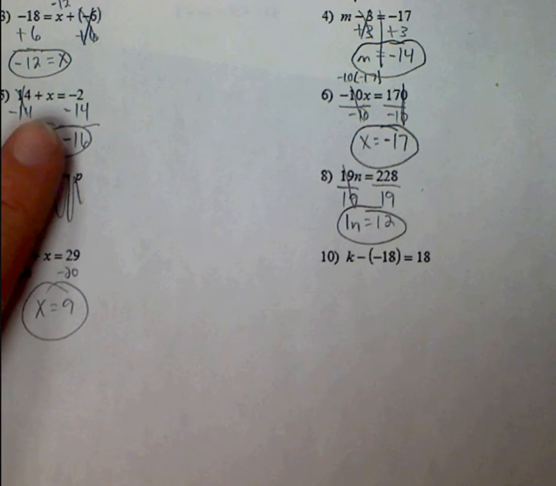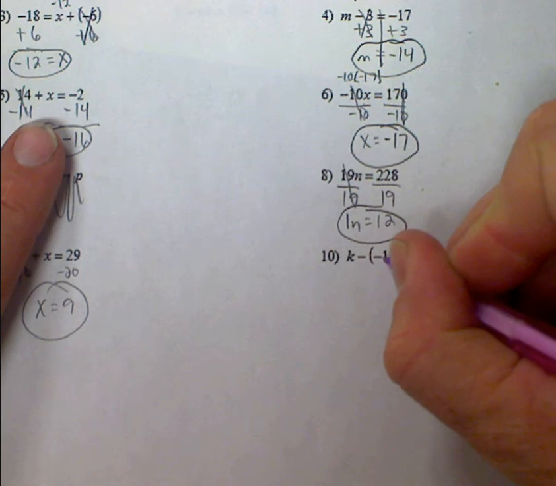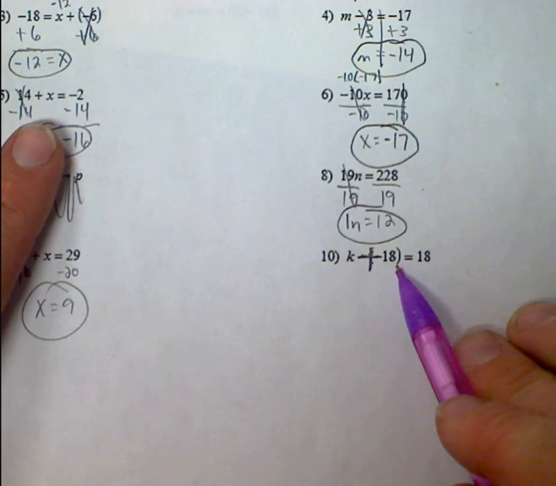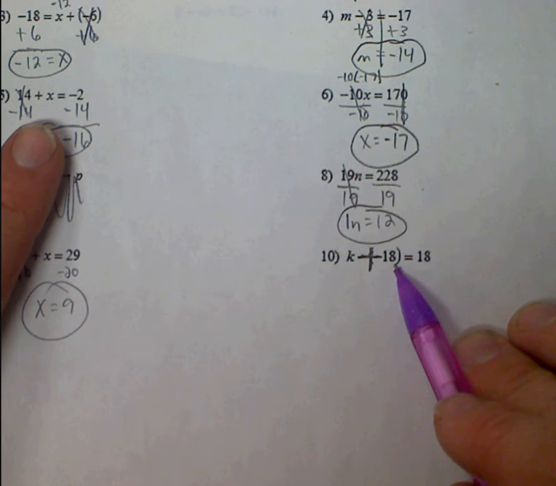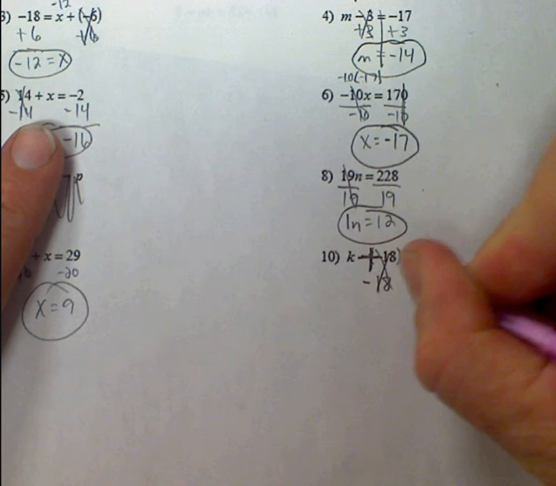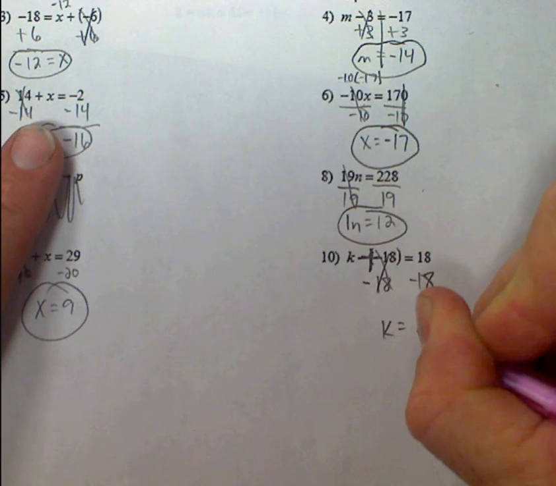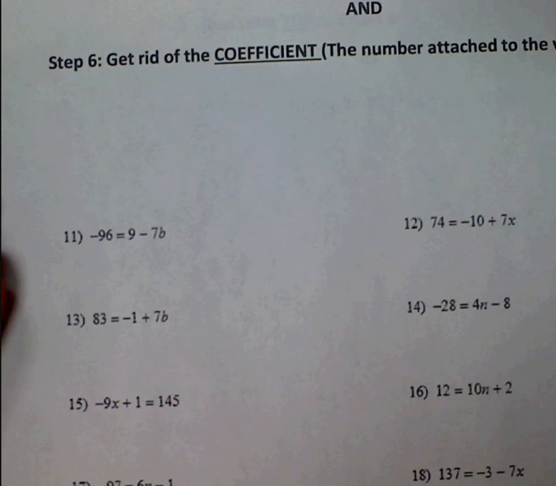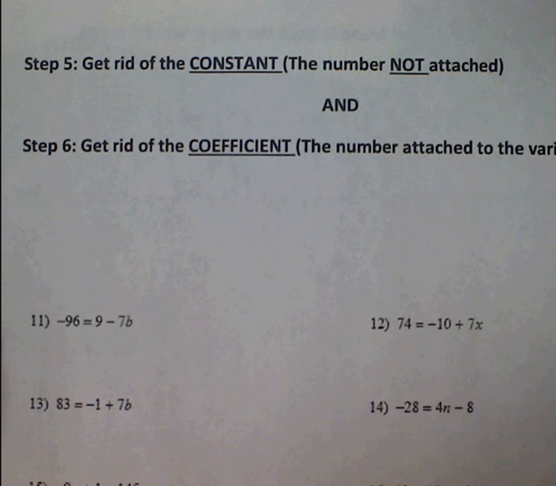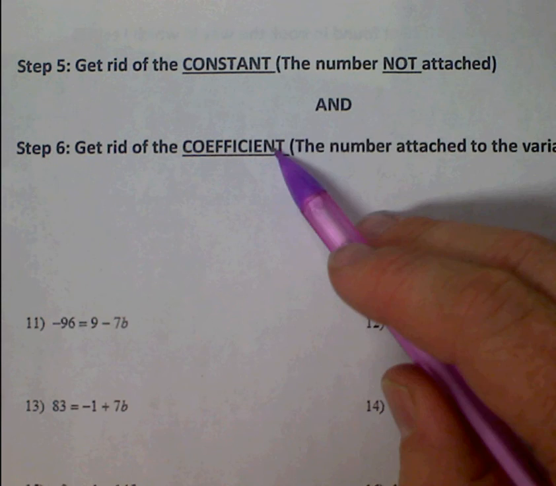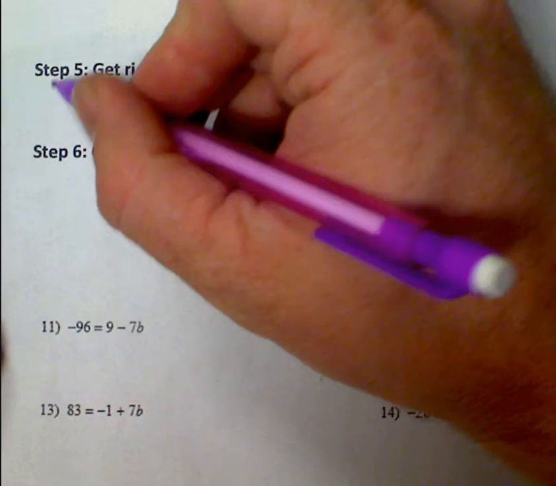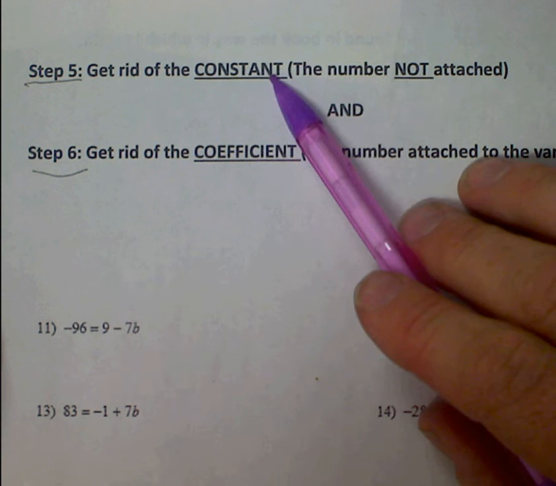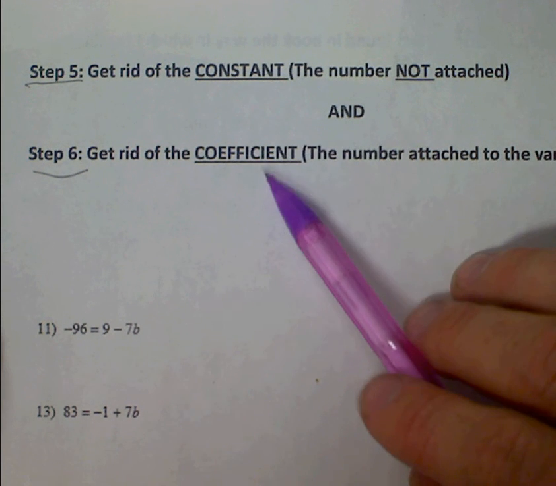This is the reason why I taught you the way I taught you. A subtraction by a negative becomes a plus, so this is actually k plus 18. 18 is not attached, so I have to subtract 18 to get rid of it. 18 minus 18 is 0. Now we are on the other side. On the other side, we're going to see both of these together. Therefore, I have to do step 5 before I do step 6. I have to get rid of the number not attached before I get rid of the number that is attached.